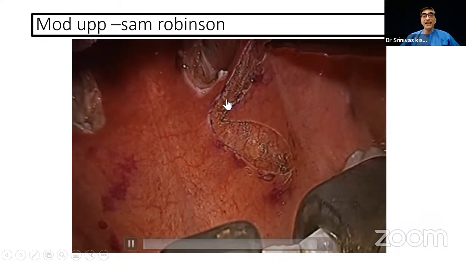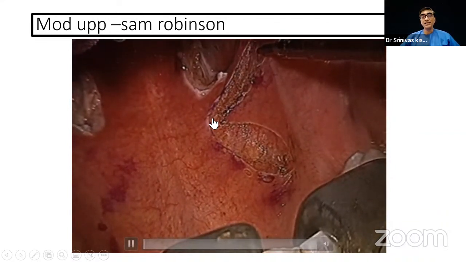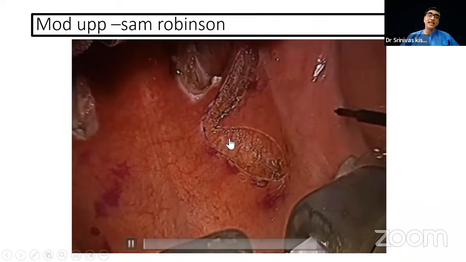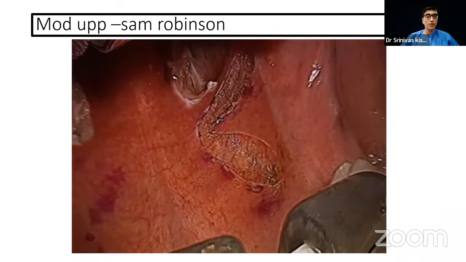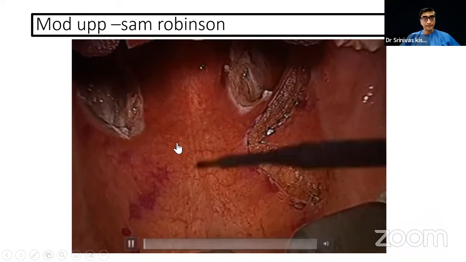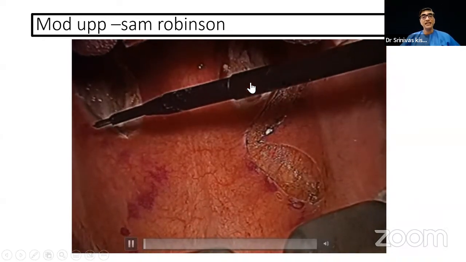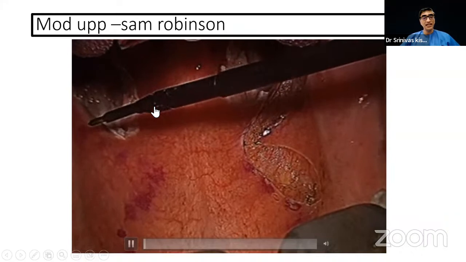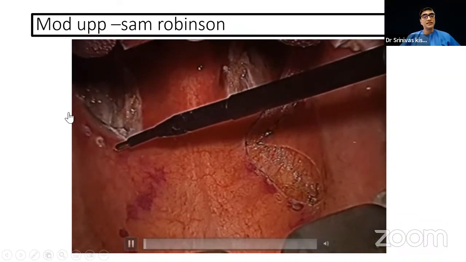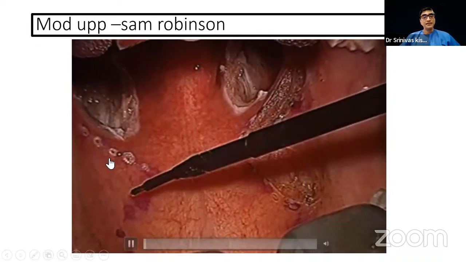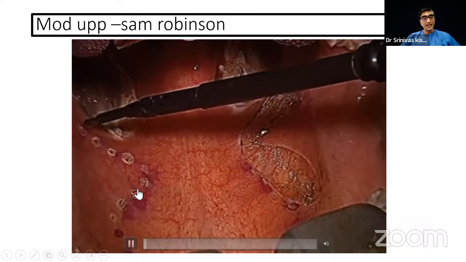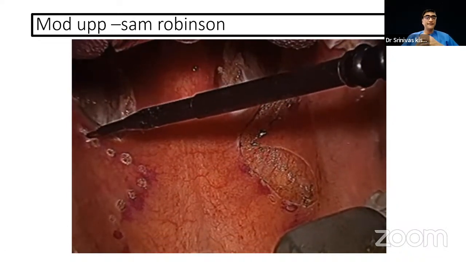And then you create this particular base like this. Again, you can use any sort of a tool. Always try to make it symmetrical. See, this is the base of the uvula. A tonsillectomy has been already done. We're doing this. And now you can create this flap.